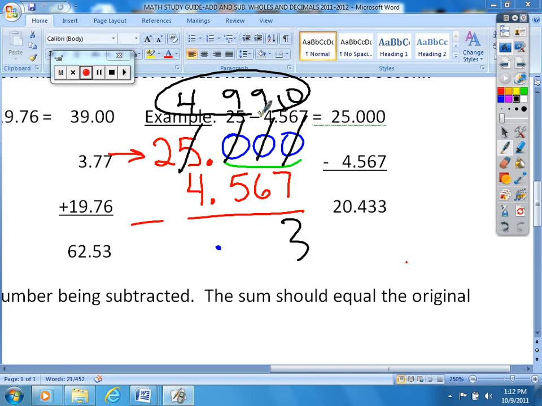10 minus 7 is 3. 9 minus 6 is 3. 9 minus 5 is 4. 4 minus 4 is nothing. 2 minus nothing is 2. Now, that answer, I don't know if I'm right.